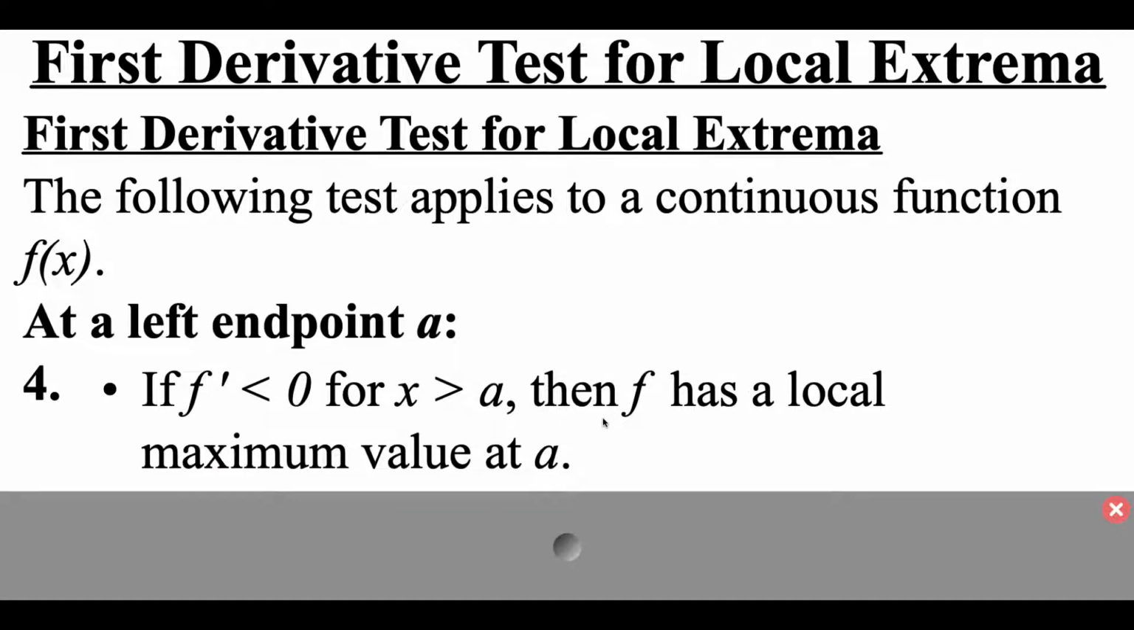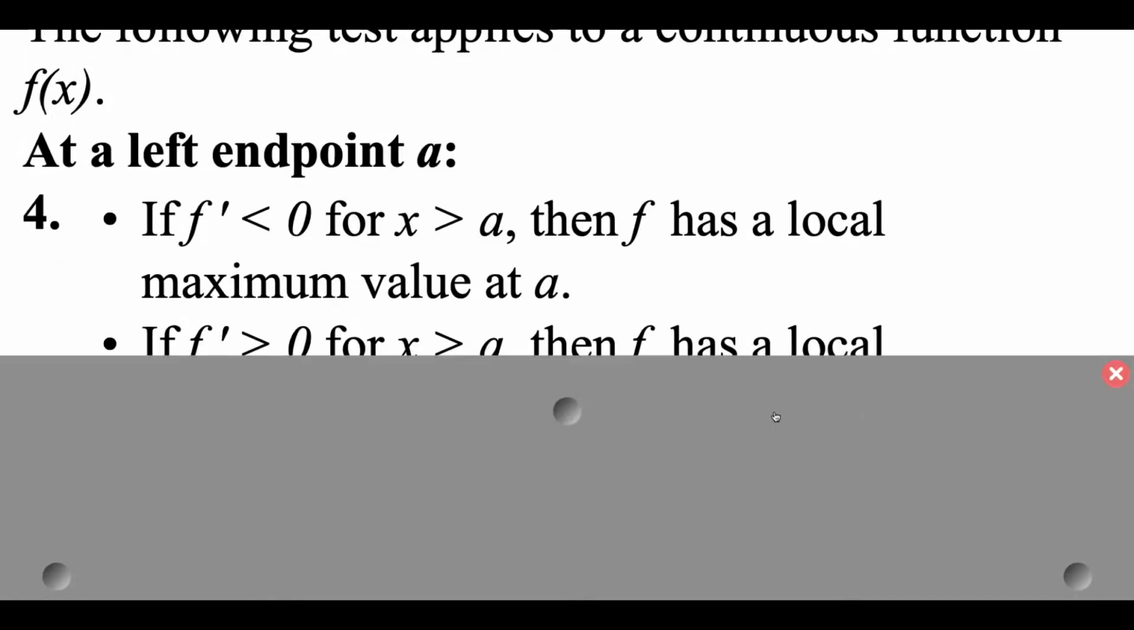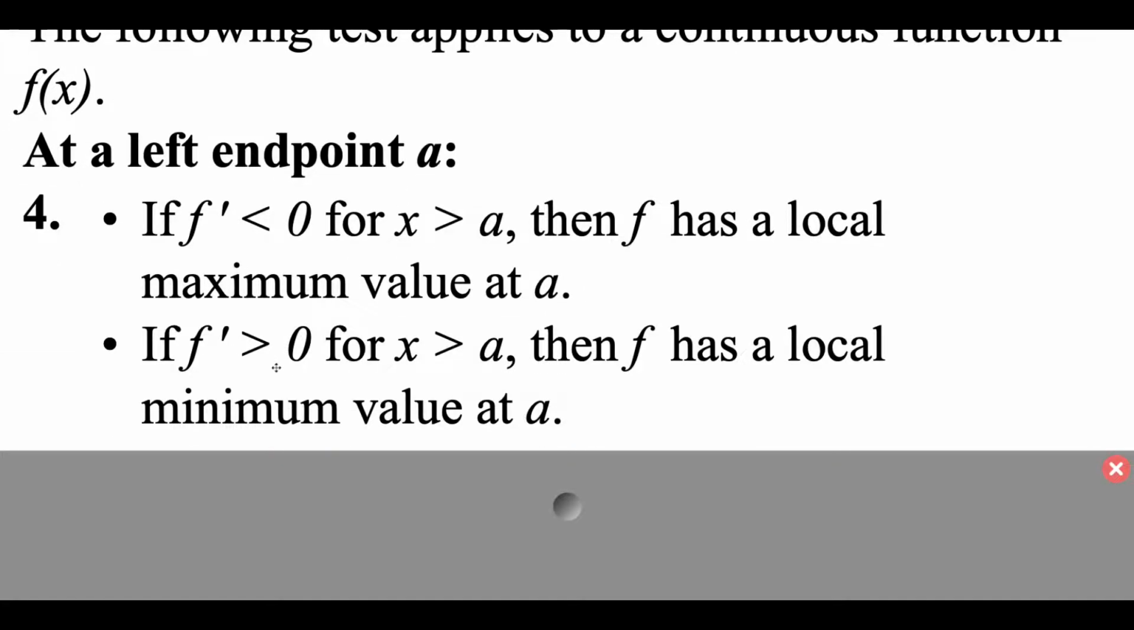Now, those first few rules have been dealing with interior critical points, but we also want to look at what's happening at the endpoints of our graph as well. So here we're talking about some left endpoint A. Well, if your derivative is negative for x values that are directly bigger than A, then your function is going to have a local maximum at A. But if your derivative is positive for x values that are to the right of A, then your function is going to have a local minimum at A.